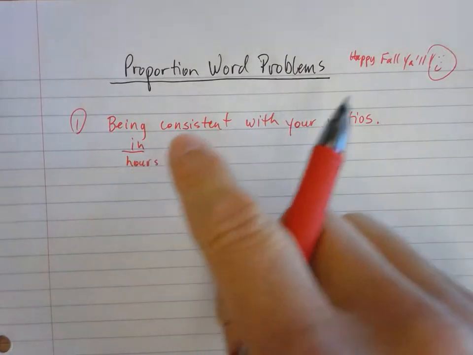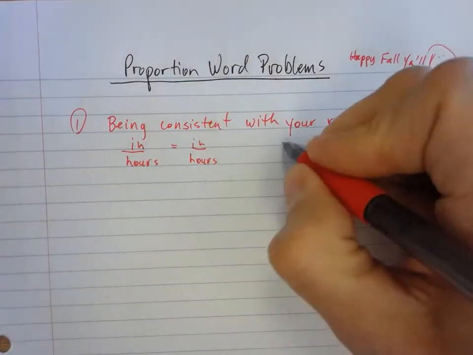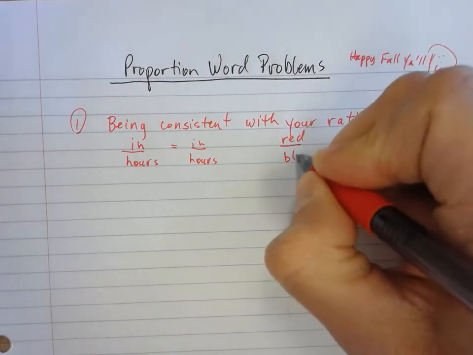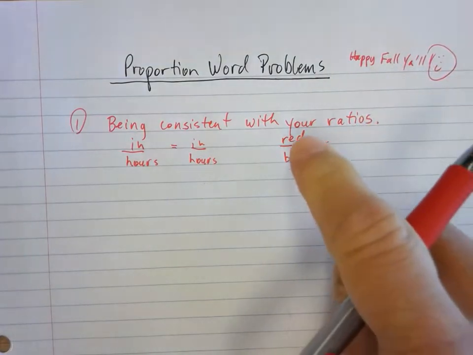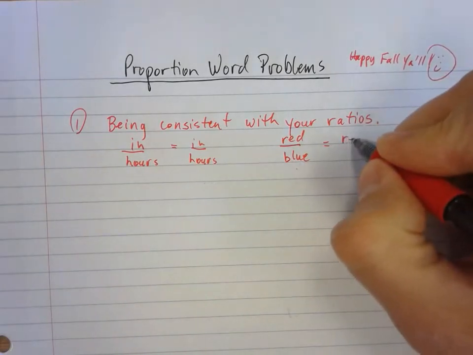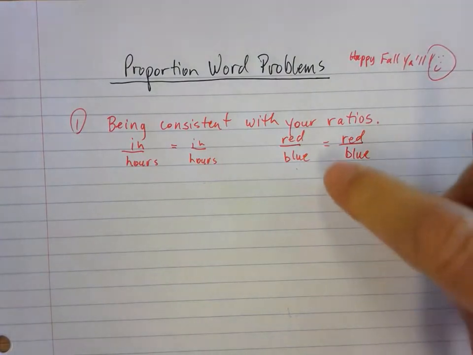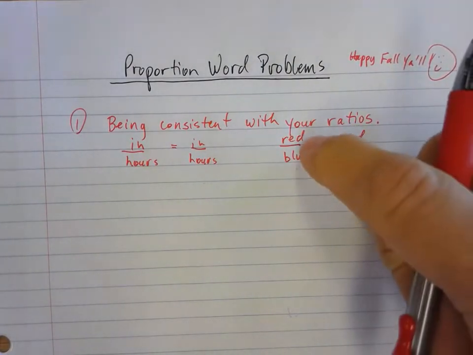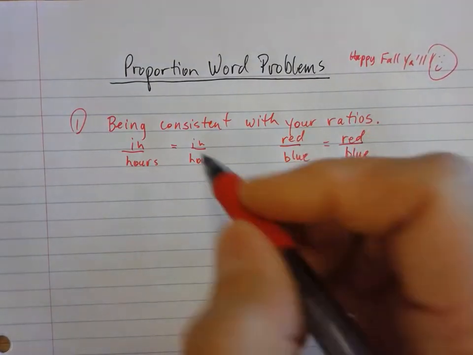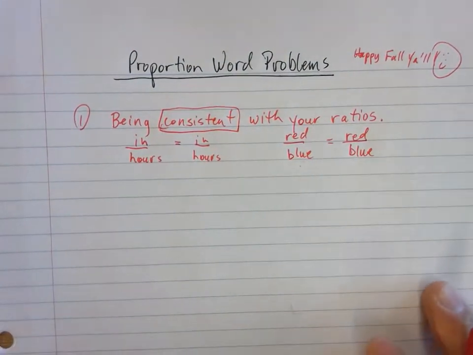Let's say we got another one. Let's say you've got red over blue on this one. If you do red over blue on the left side of the ratio, you got to do red over blue over here. So be consistent. Now, could you do blue over red? Sure. If you did blue over red on this side, then you'd have to do blue over red on this side. So whatever you do, the key word here, people, is be consistent with how you set them up.